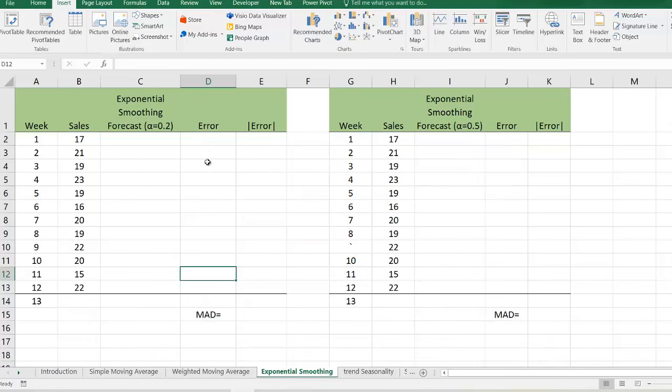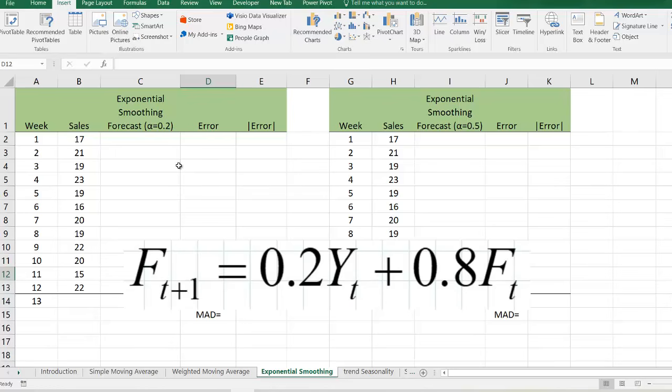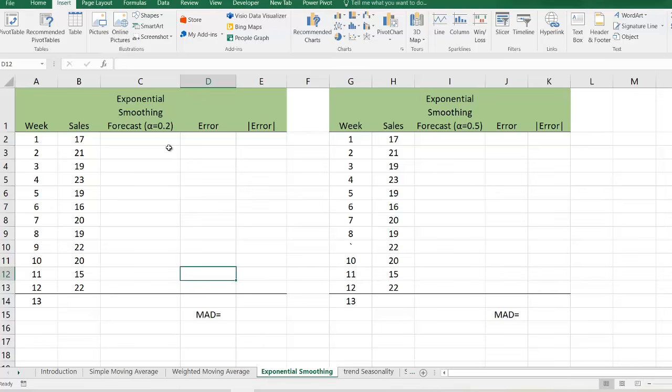For this case, we're going to compare the forecast using two values of alpha: alpha equal to 0.2 and alpha equal to 0.5. For the computation of the forecast using alpha equal to 0.2, the simplified formula will become 0.2 times y sub t plus 0.8 times f sub t. The sales will be the y sub t, or the actual values, and the column of the forecast will be equal to f sub t.